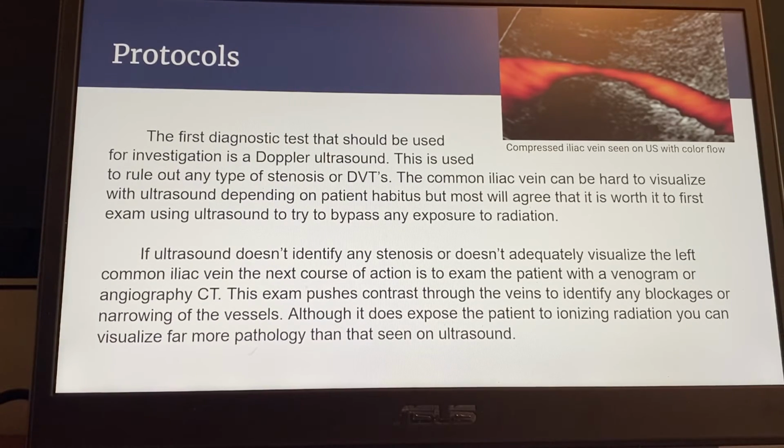If the ultrasound is unable to identify any stenosis or does not adequately visualize the left common iliac vein, they usually jump to a venogram or angiography CT. This exam pushes contrast through the vein to identify any blockages or narrowing of the vessel. It does expose the patient to ionizing radiation, but you can visualize far more pathology than seen on any ultrasound.